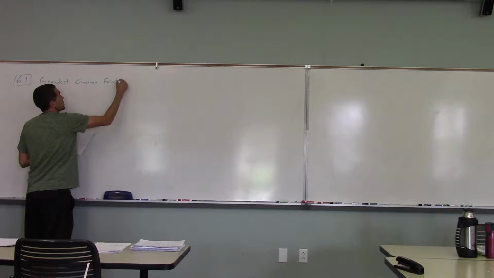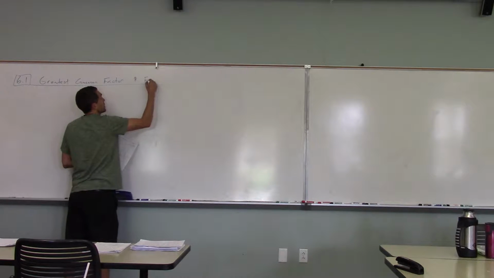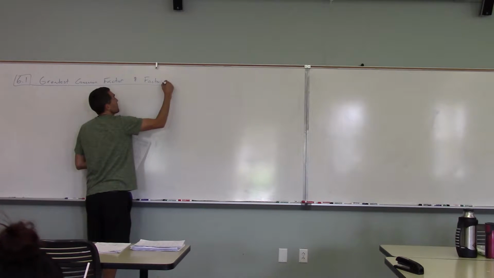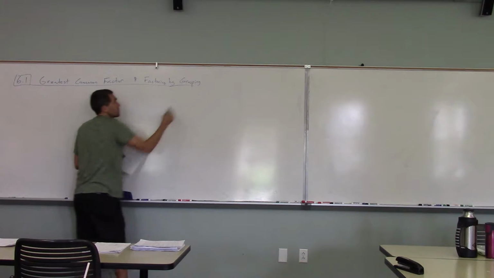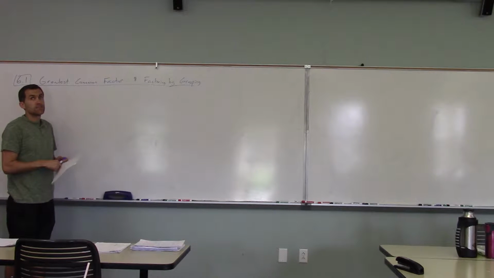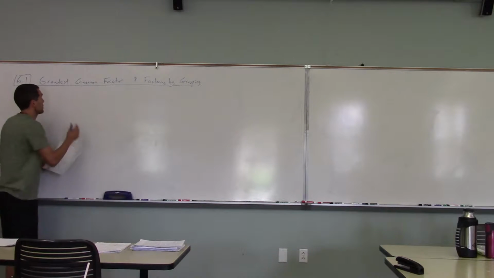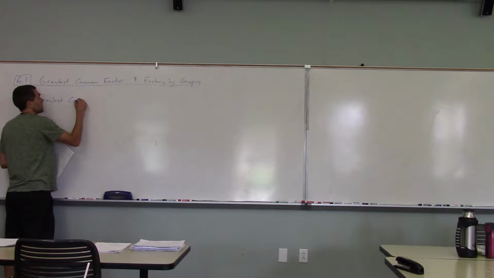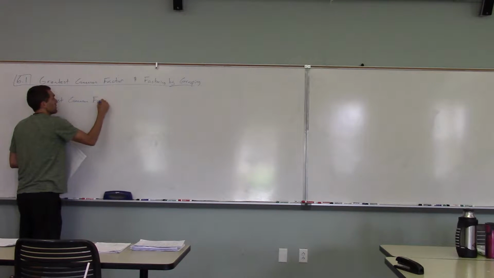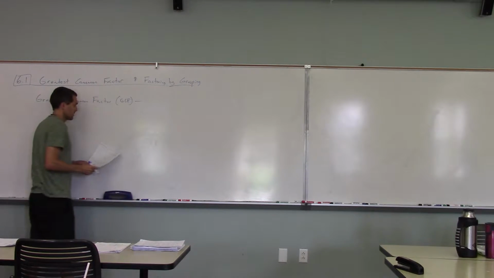So this section is mostly about the greatest common factor, but it's also about factoring by grouping. Okay, and these are two of really maybe 4 methods that we're going to use to factor. So these are crucial to learn. Okay, first thing is, what is the greatest common factor? And from now on, we're just going to call it GCF. Okay?